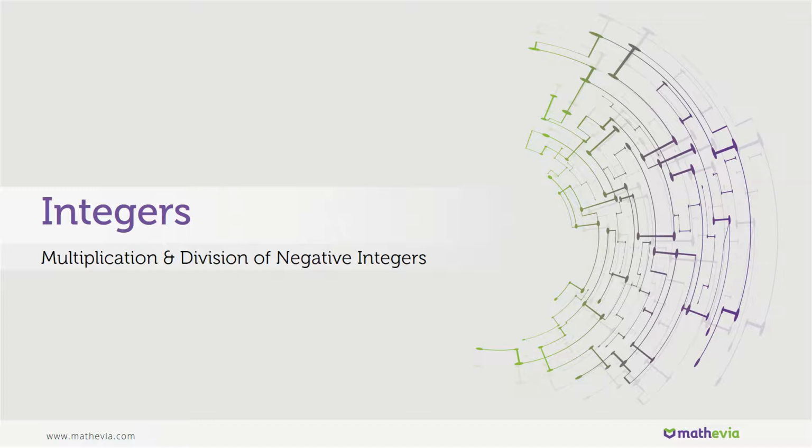In this lesson, we'll be learning about integers, and under integers, we'll be learning to multiply and divide negative integers. In the last lesson, we learned to add and subtract negative integers. This time, we'll be learning to multiply and divide negative integers.